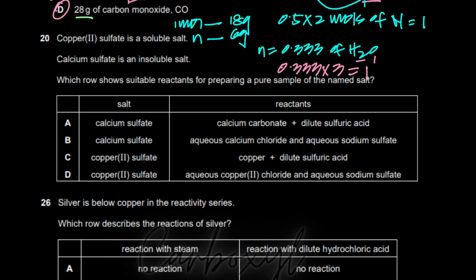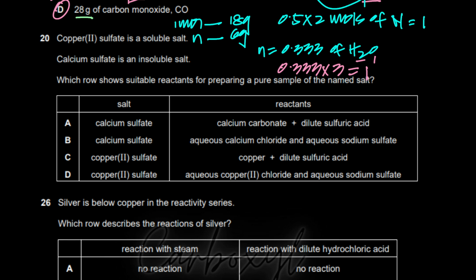So, copper 2 sulfate is a soluble salt, so soluble salts are prepared through the excess method. Calcium sulfate is an insoluble salt. Insoluble salts are prepared through the precipitation method. We use 2 soluble salts and we mix them together. We first dissolve them in water and mix them, right? Which row shows suitable reactants for preparing a pure sample of the named salt?